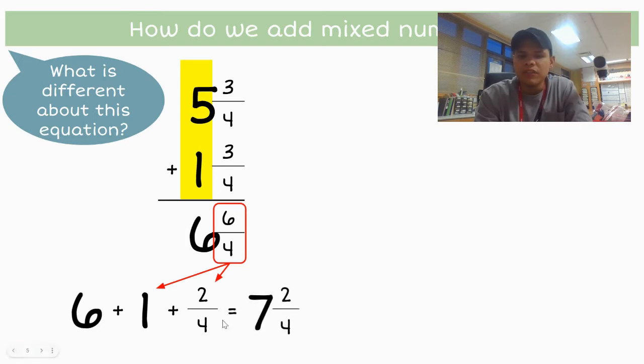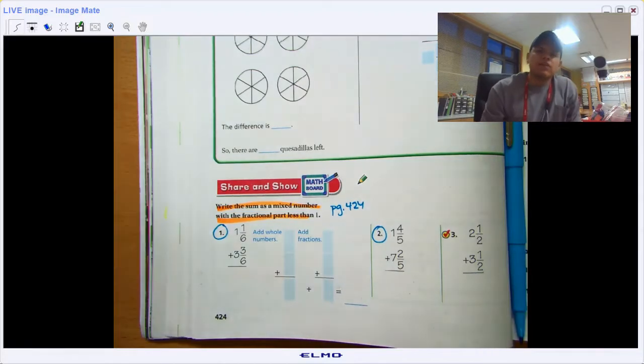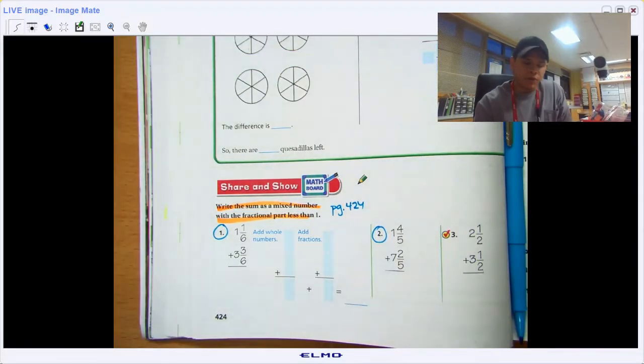When you add 6 plus 1, you get 7, plus 2/4 is 7 and 2/4. So the sum of 5 and 3/4 plus 1 and 3/4 is not 6 and 6/4, it is 7 and 2/4. As always, let's take a look at an example or two from your GoMath workbook.